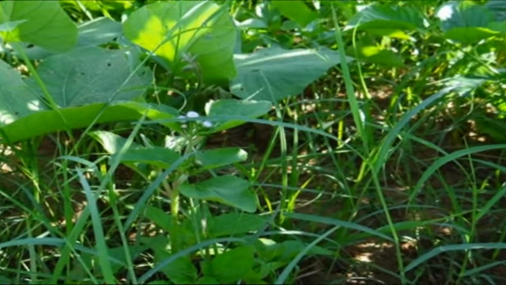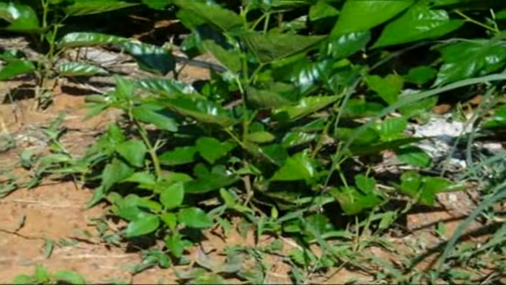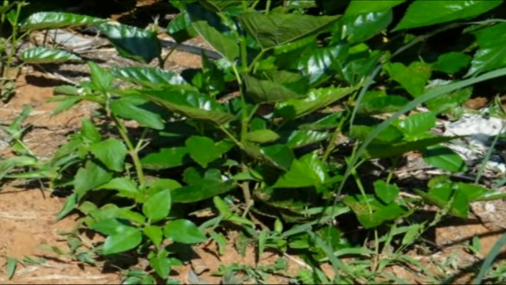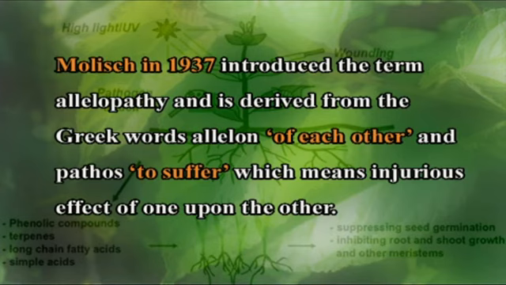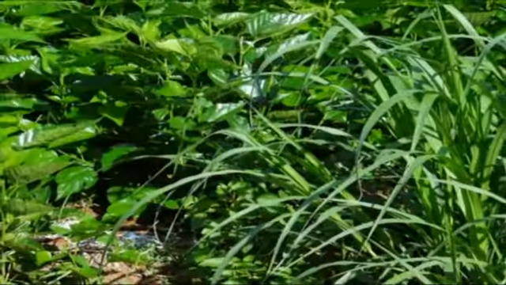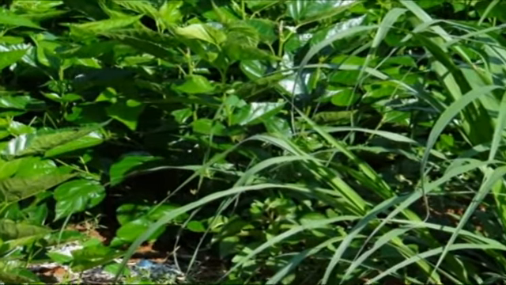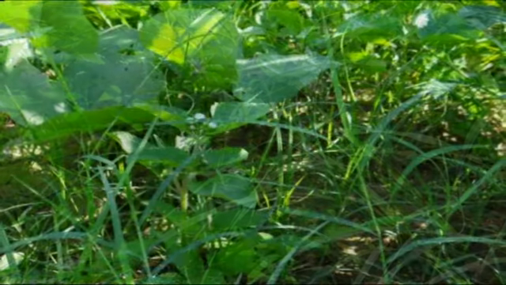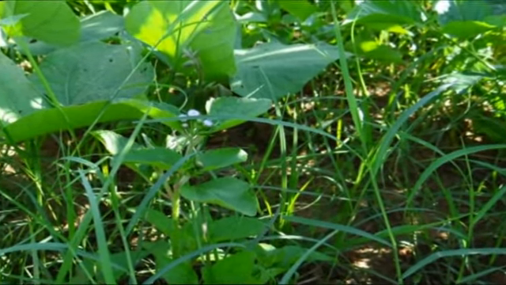Allelopathy is the process where plant species interfere chemically with the germination, growth or development of other plant species, and has been known for 2000 years. Molisch in 1937 introduced the term allelopathy, derived from the Greek words allelon, meaning of each other, and pathos, meaning to suffer, which means injurious effect of one upon the other. In recent years, the term is generally accepted to cover both inhibitory and stimulatory effects of one plant on another plant.